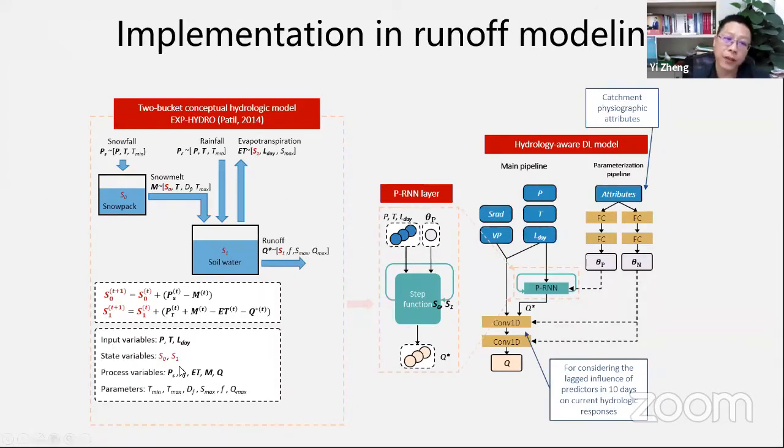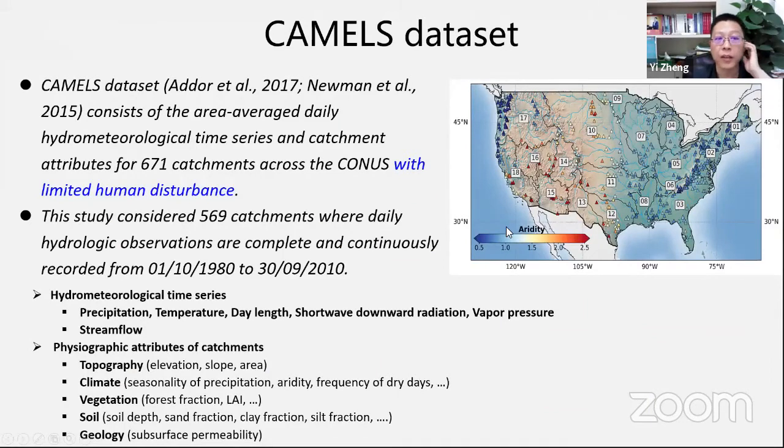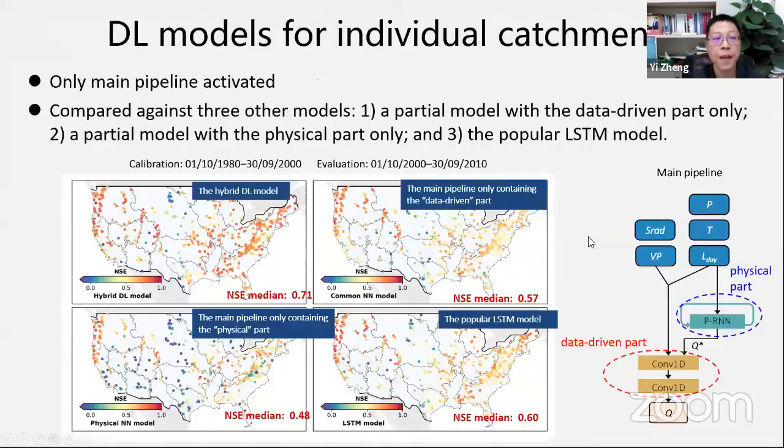For the hydrological model, we built a two-bucket conceptual hydrological model, wrapped it as a PRNN layer into the deep learning architecture, and created a hydrology-aware deep learning model. We use the CAMELS dataset, which consists of area-average daily meteorological time series and catchment attributes for more than 600 catchments across the contiguous US with limited human disturbance. This dataset is frequently used for testing deep learning approaches. We test our model against three other models: a partial model with only the data-driven part, a partial model with only the physical part, and the popular LSTM model.